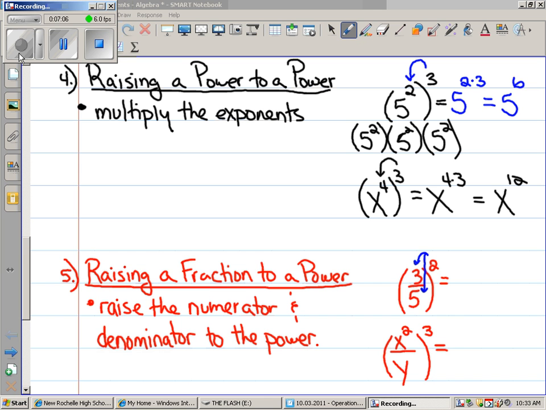This means that this becomes 3, and that's a terrible 3, but you get the point. This is going to become 3 squared over 5 squared, which is 9 over 25.